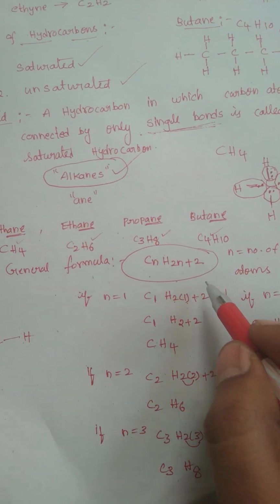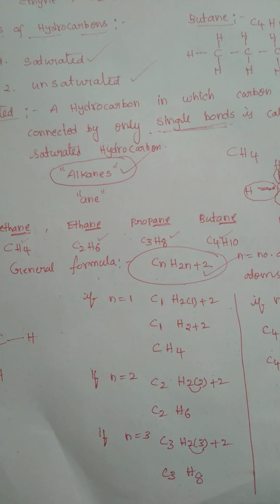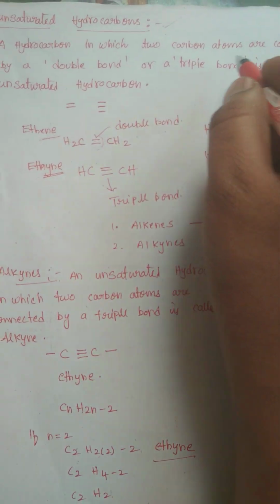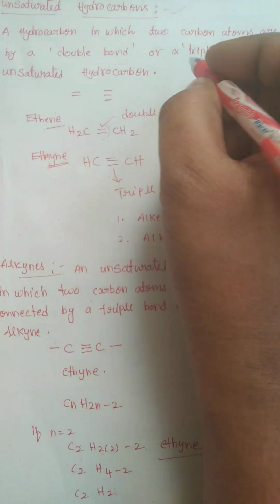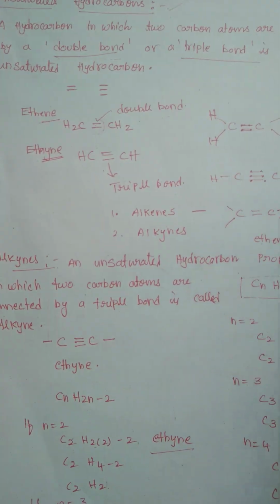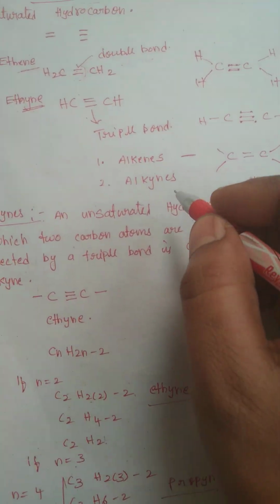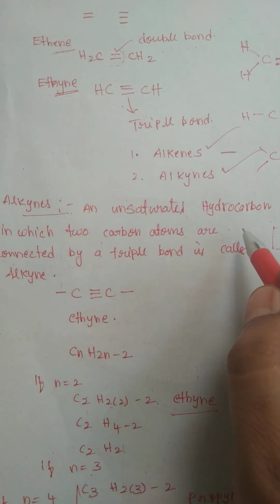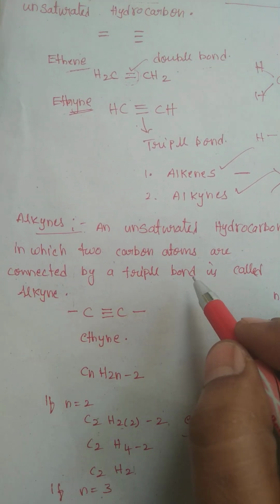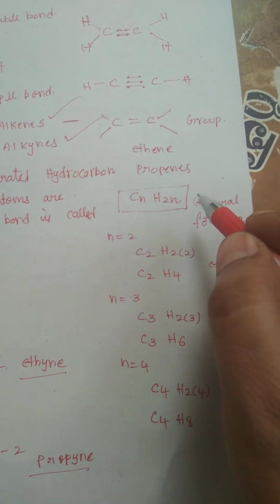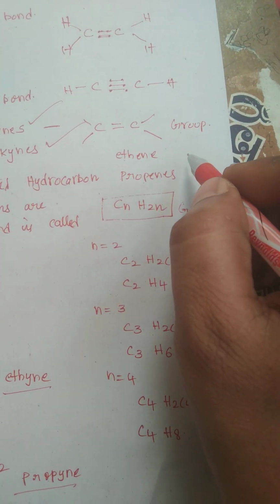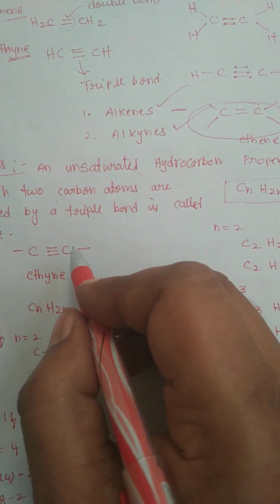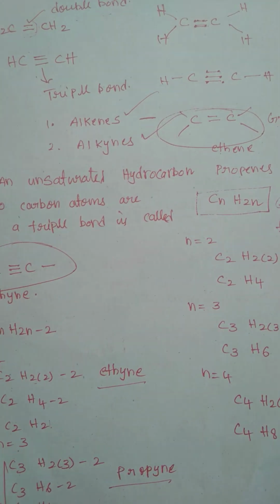The general formula of alkane is CnH2n+2. Now, what do you mean by unsaturated hydrocarbon? They are those in which carbon atoms are connected by either double bond or triple bond. Again, unsaturated hydrocarbons are of two types: the first one is alkenes, the second one is alkynes. Alkenes means carbon atoms are connected by only double bond, whereas in alkynes they are connected by a triple bond.